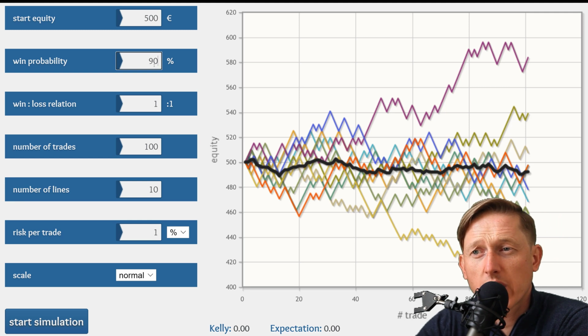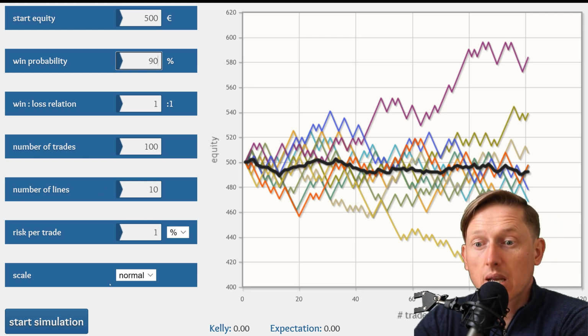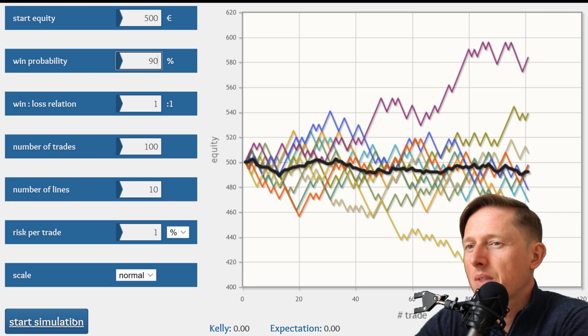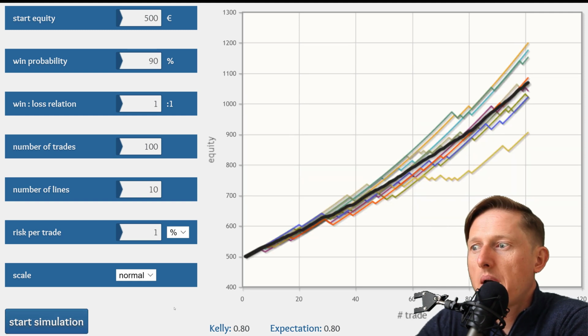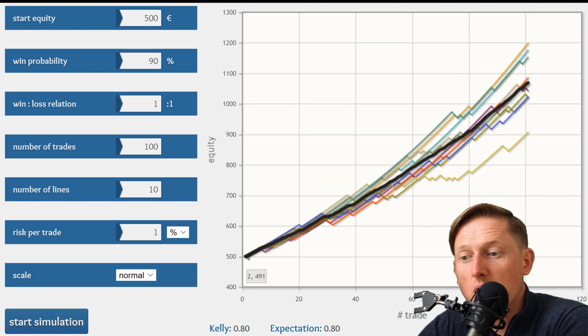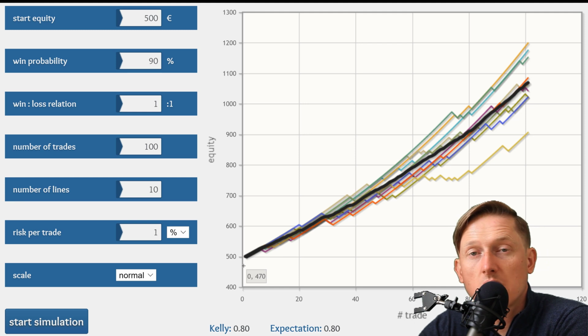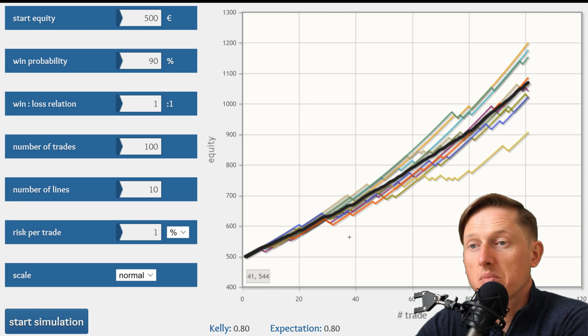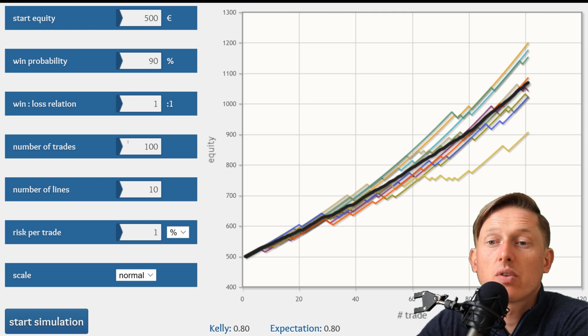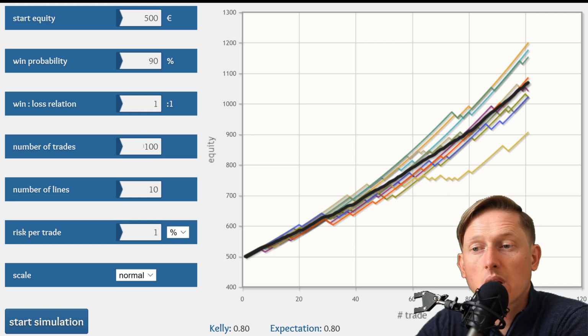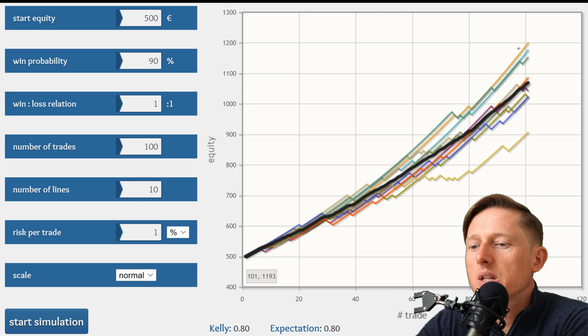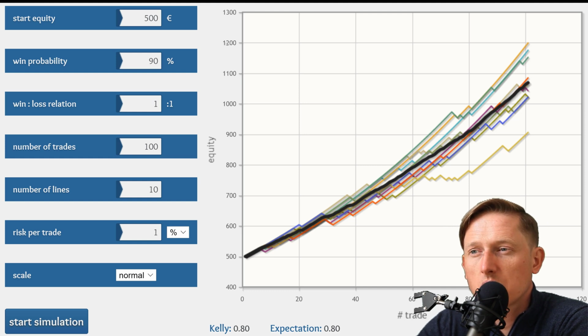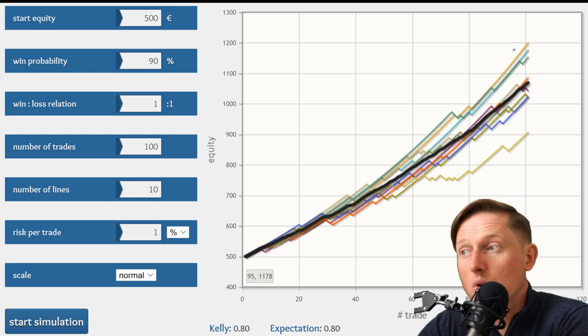So let's see, if we raised our percentage to 90%, what will happen? Then bang, the curve is beautiful. We are almost never losing. 90%, 9 out of 10 times we are right. And within this 1 year of trading, 100 trades, we can turn our 500 account into 1,200, which is quite impressive.